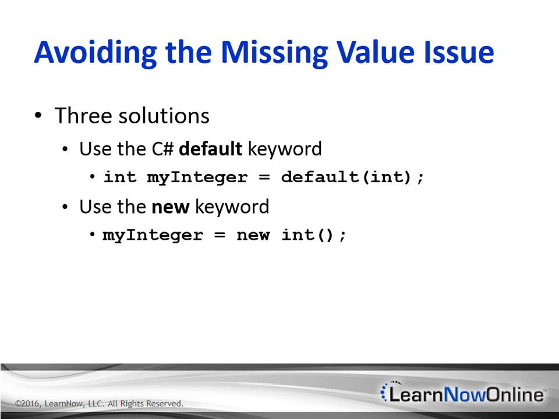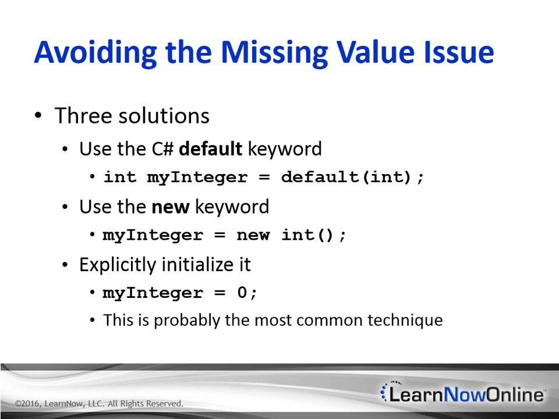And then the third option is you can always just explicitly initialize it with the default value, which in this case I would say my integer equals 0. So probably the most common way that you'll do this is by explicitly initializing the value. I don't remember the last time I saw a developer use default int or even new int.